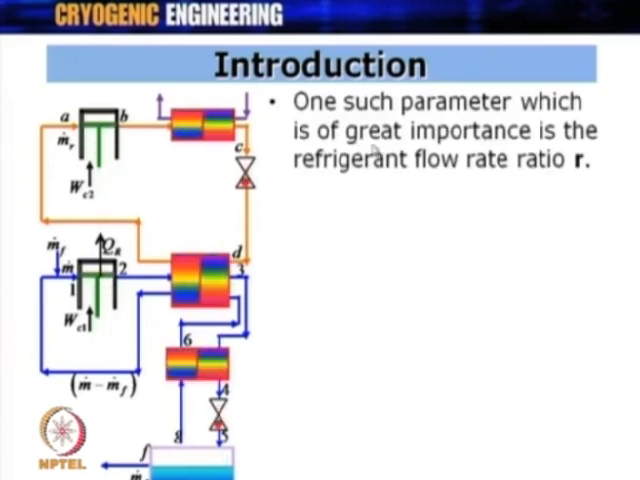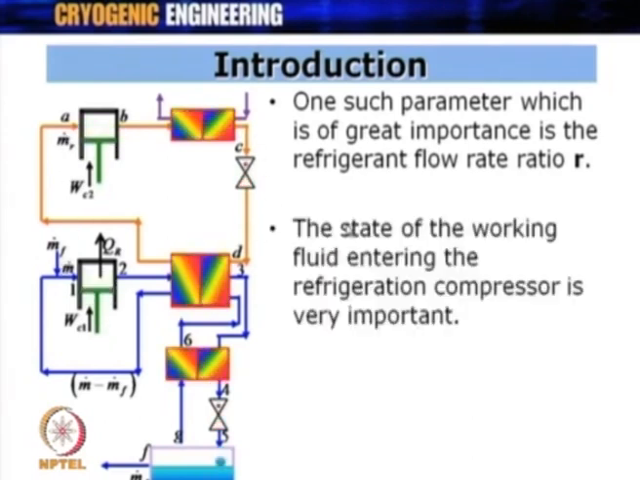One such parameter which is of great importance is the refrigerant flow rate R. This is what we talked about, and R depends on this m dot R to m dot. The ratio of m dot R to m dot will decide the value of R. The state of the working fluid entering the refrigerant compressor is very important. So, the value of m dot R also determines at what state it enters the refrigeration compressor. All right. So, this is very important. As you know, in a reciprocating compressor, the entry to the compressor should be in gaseous phase, and the value of m dot R will ensure that the gas entering the compressor is in proper state.